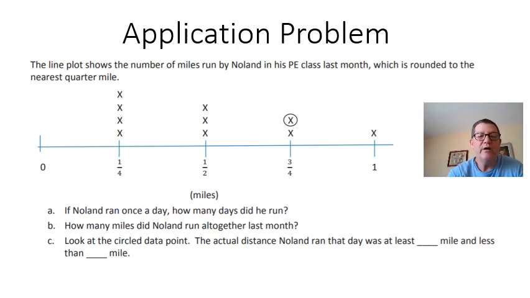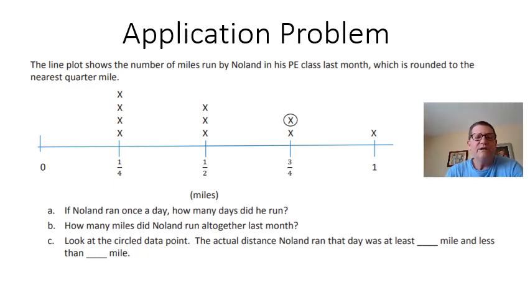Okay. Now let's take a look at the data we have first. Now, if we look at our line plot, we can see it goes all the way up to 1 mile. Now, every X is going to represent each day that he ran, because it says the line plot shows the number of miles run by Nolan in his PE class last month, which is rounded to the nearest quarter mile.